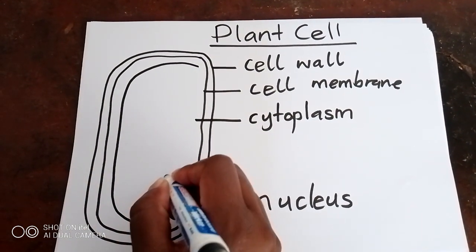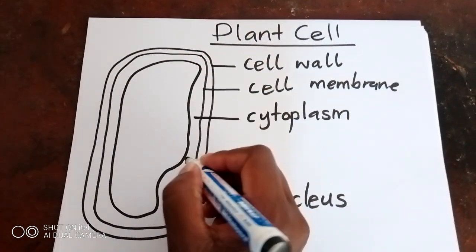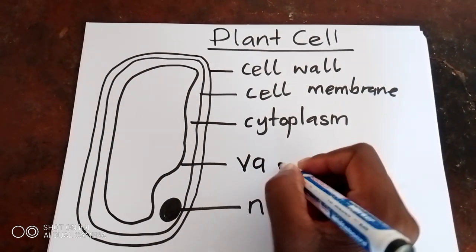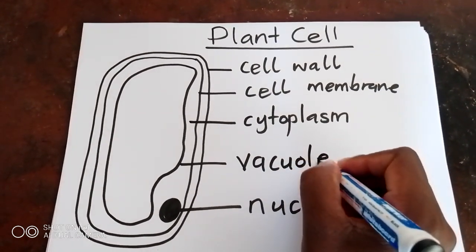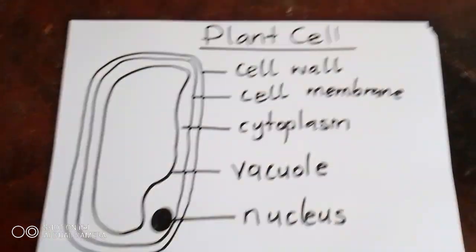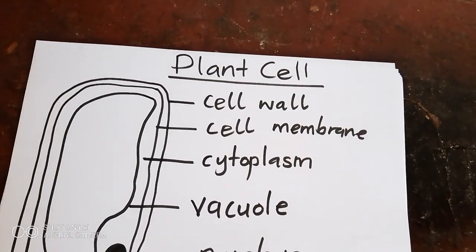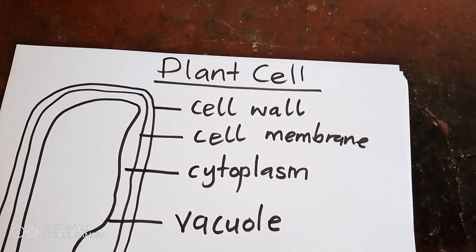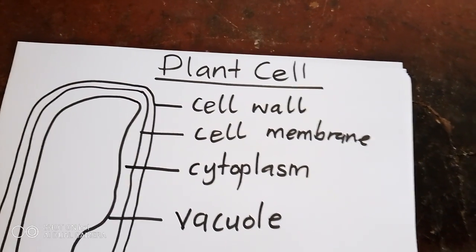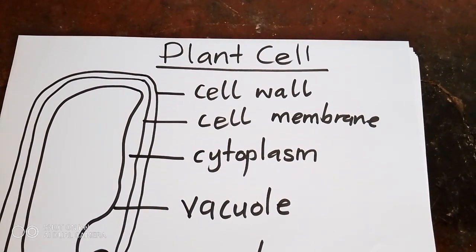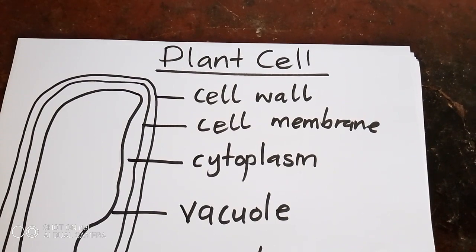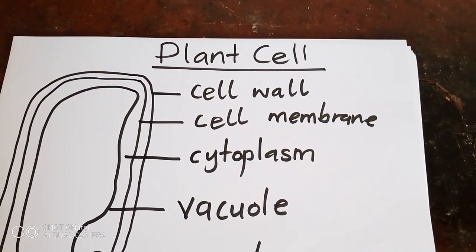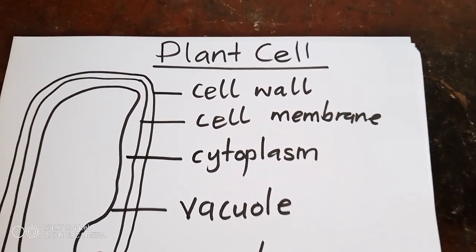The fifth part is this one, and we call it the vacuole. The vacuole is the storage part. What it does is it stores water, salts, waste, and food particles. This storage area contains what we call cell sap, and it is a liquid that is found in the vacuole.